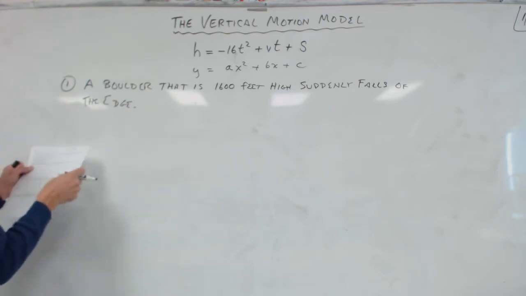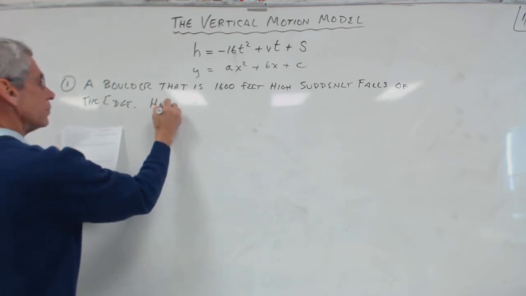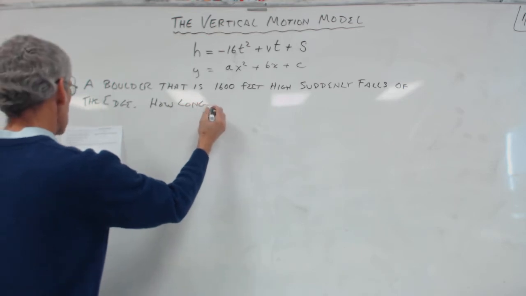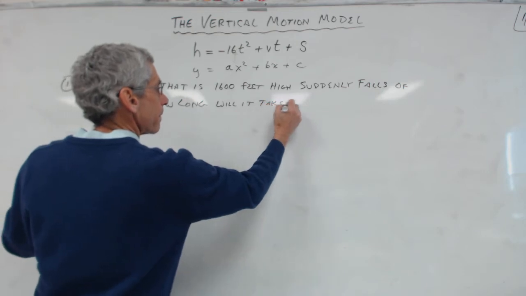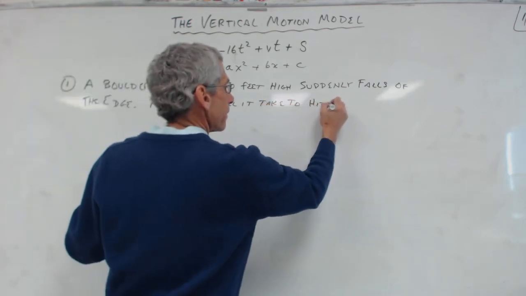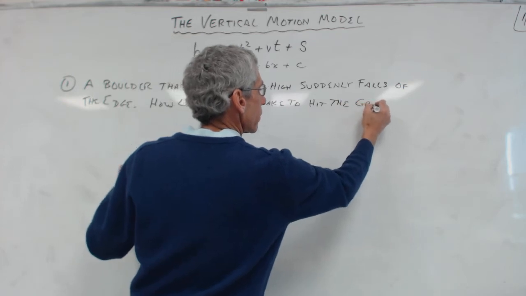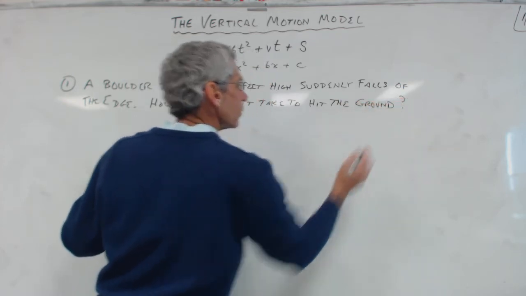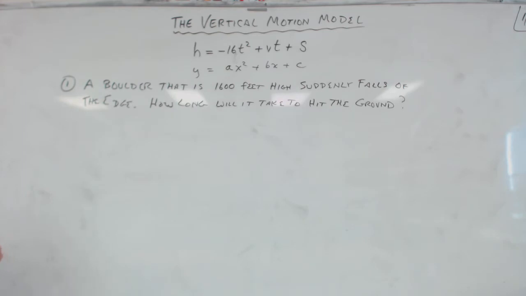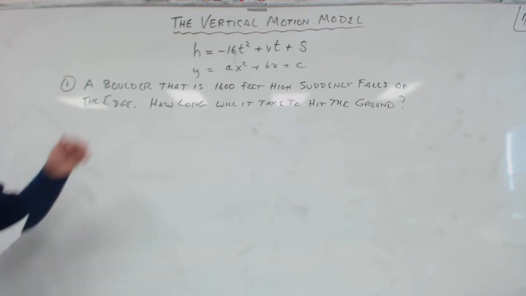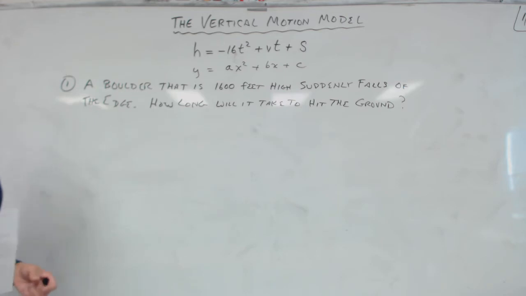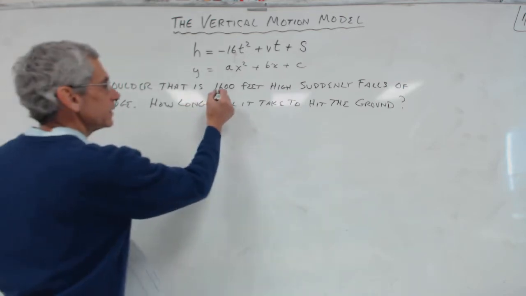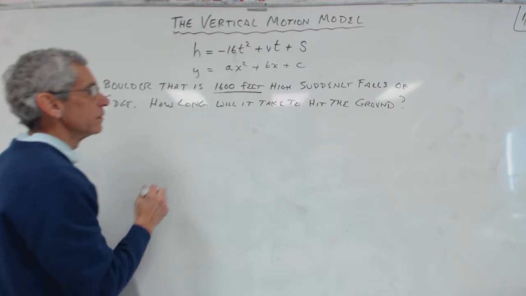Okay, it falls off the edge. How long will it take to hit the ground? Now, ironically, first of all, let's create our equation, right? We know what everything stands for, so we now just have to put it in the right spot, right? So it says a boulder that is 1,600 feet high.